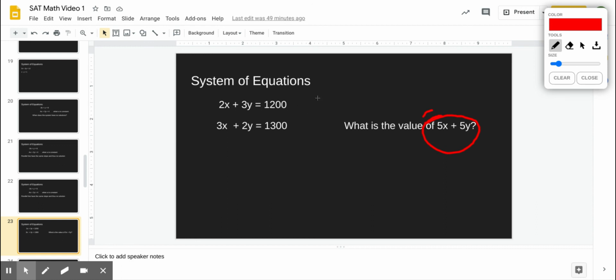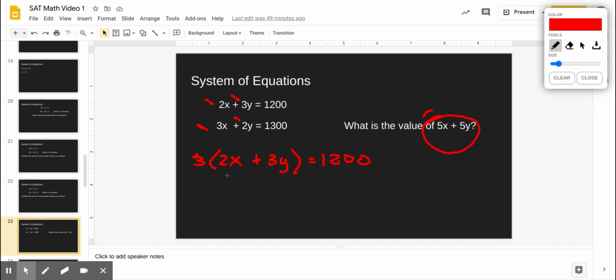Now, with this one, you have to manipulate twice, because as you can see, they don't have the same coefficients, so you have to change both of them somehow so that they can have the same one. And whatever you want to use for that. So for the top one, let's say I want to make the x 6. And you can choose what you want. So to make the x 6, and I can make the top negative or the bottom negative, doesn't matter. So let's say I say 3, and then I'll say 2x plus 3y equals 1200. Remember, I have to multiply that whole thing.